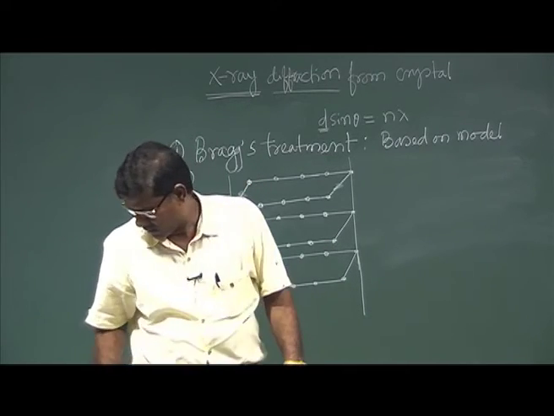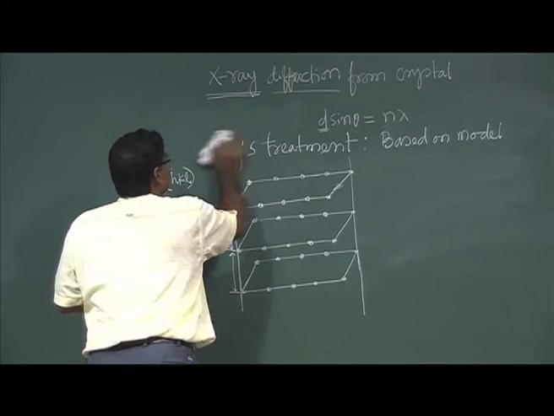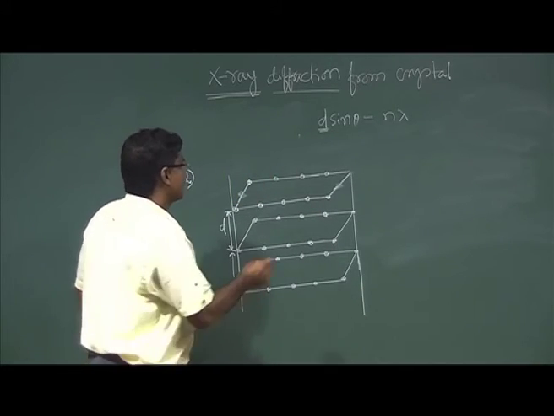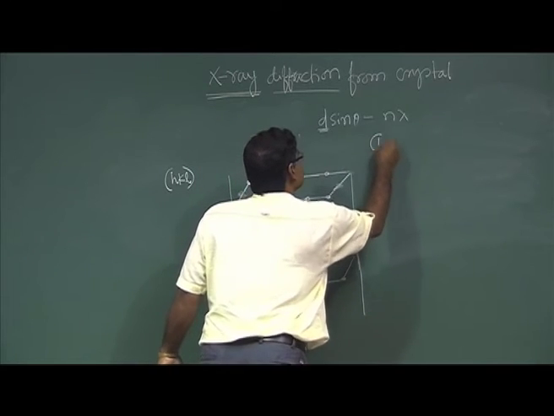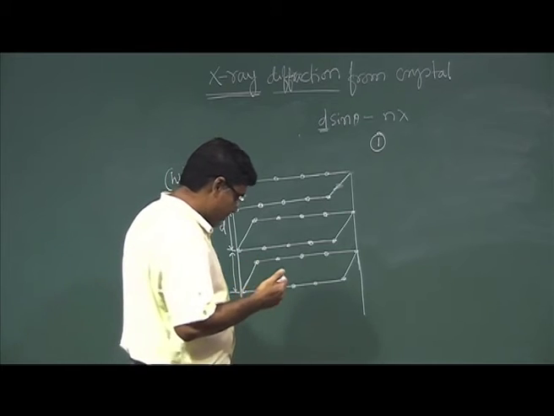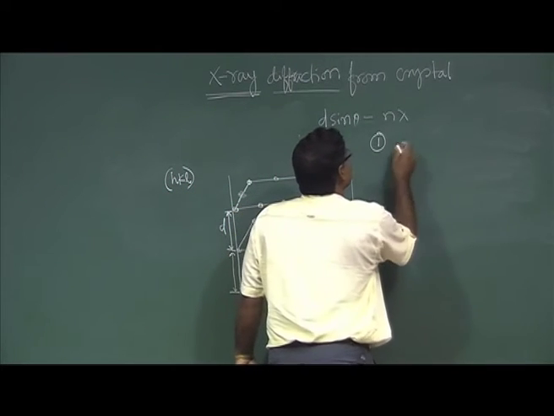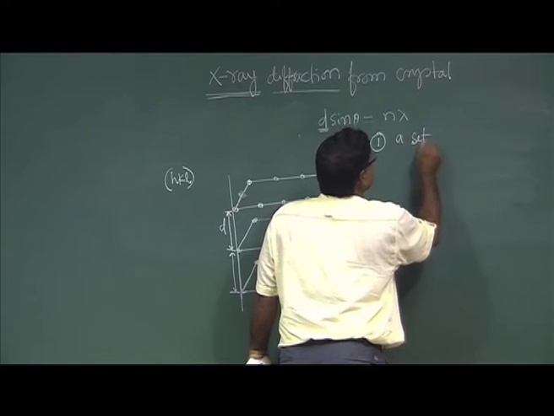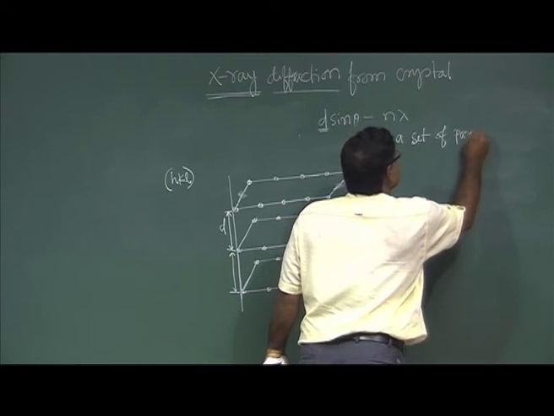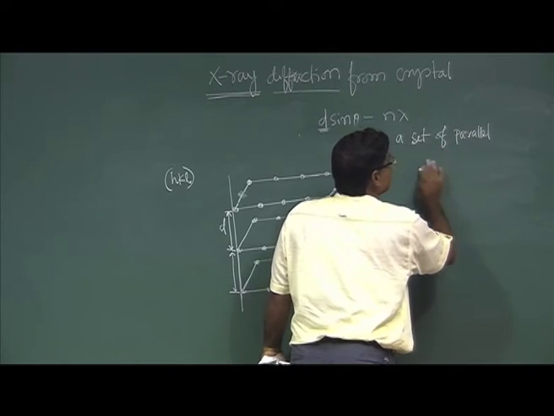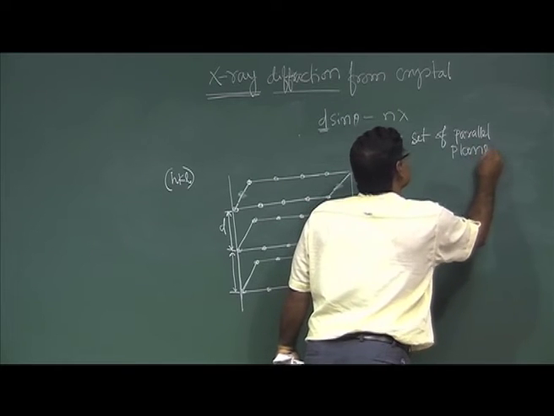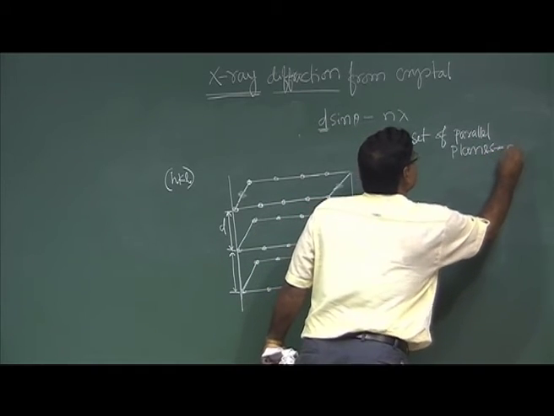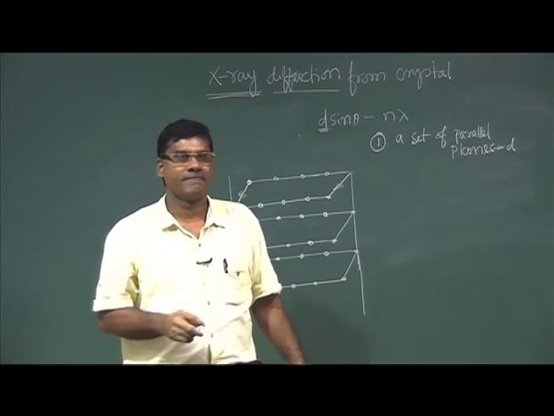So Bragg assumed, as I told, that the crystal has a set of parallel planes with lattice spacing D.